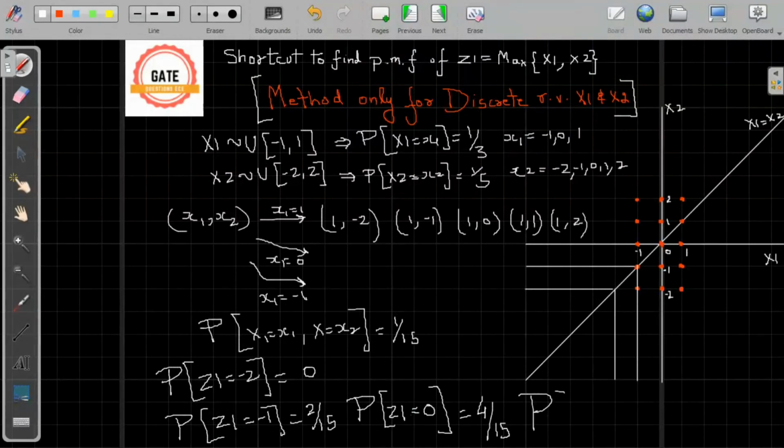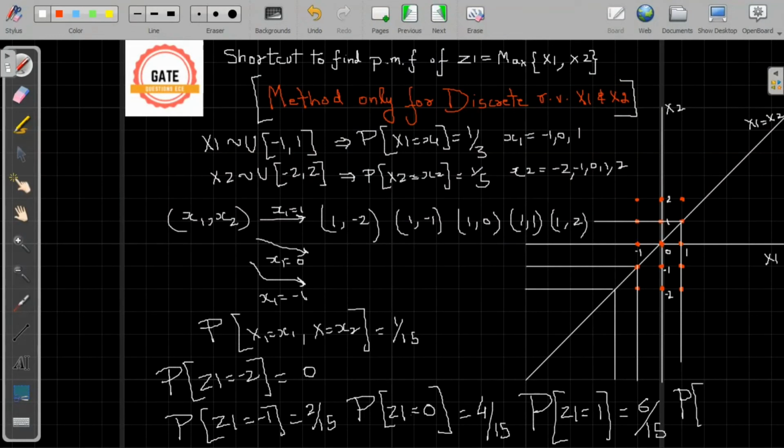Similarly, probability that Z1 is 1. For that, draw a region with corner at 1 comma 1. So that region will be, this boundary has 6 points lying on it. So this probability is nothing but the sum of joint probabilities of these 6 points. Since for each point the joint probability is 1 by 15, the answer is 6 by 15.